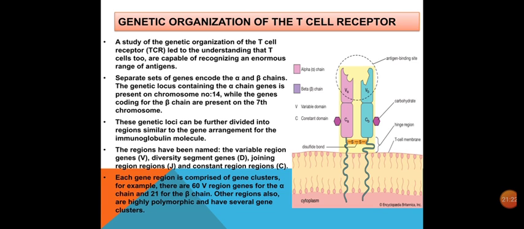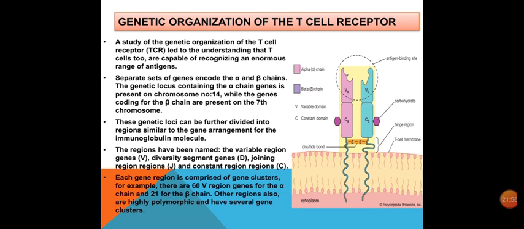Genetic organization of the T cell receptor. A study of genetic organization of T cell receptor led to the understanding that T cells too are capable of recognizing an enormous range of antigens. Separate sets of genes encode the alpha and beta chains. The genetic locus containing the alpha chain genes is present on chromosome number 14, while the genes coding for the beta chains are present on the 7th chromosome.